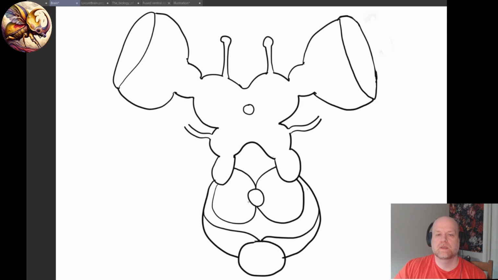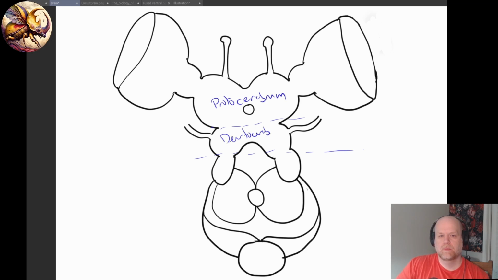And then there's 2 minor ganglia centers that are made up of at least 4 more ganglia that have fused together. So the major part of the brain is made up of 3 sections, and it's kind of divided along these lines here. This is the protocerebrum, the deuterocerebrum, and these down here are called the tritocerebrum. These 2 here.